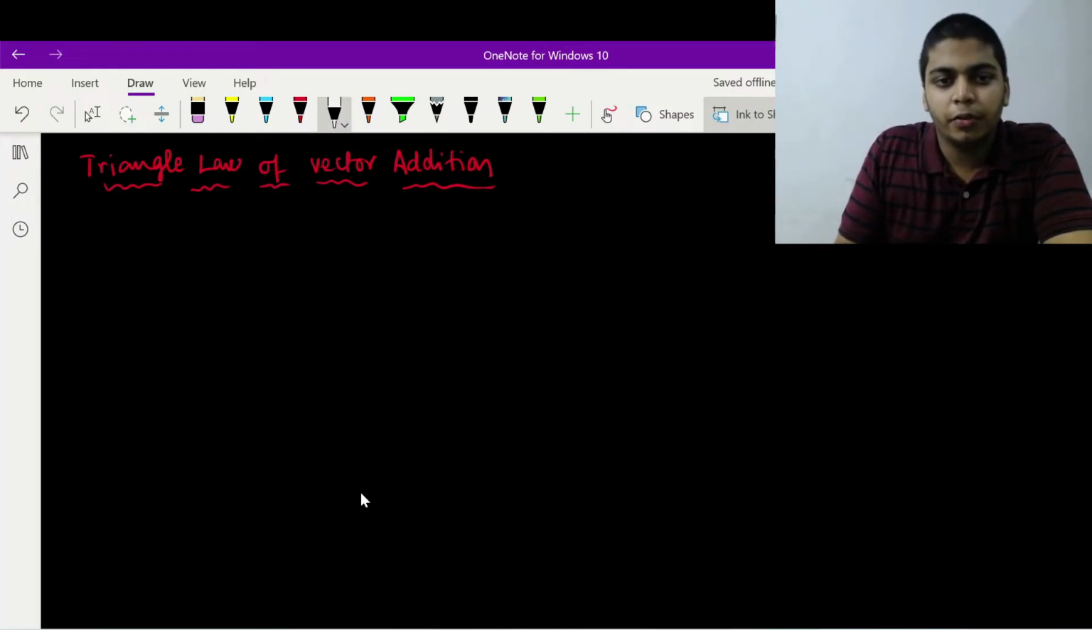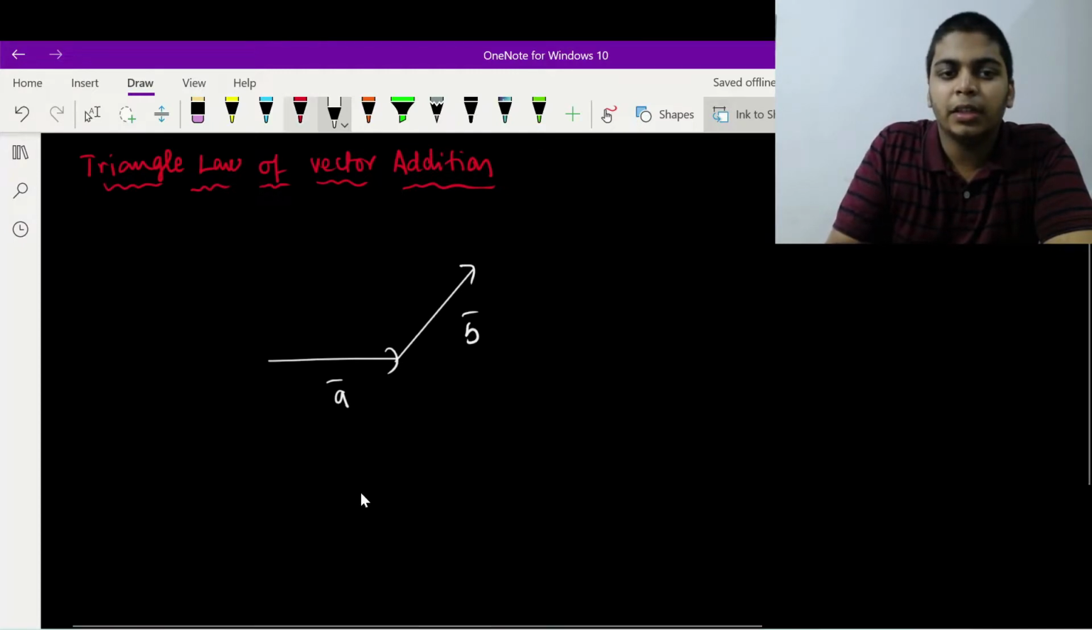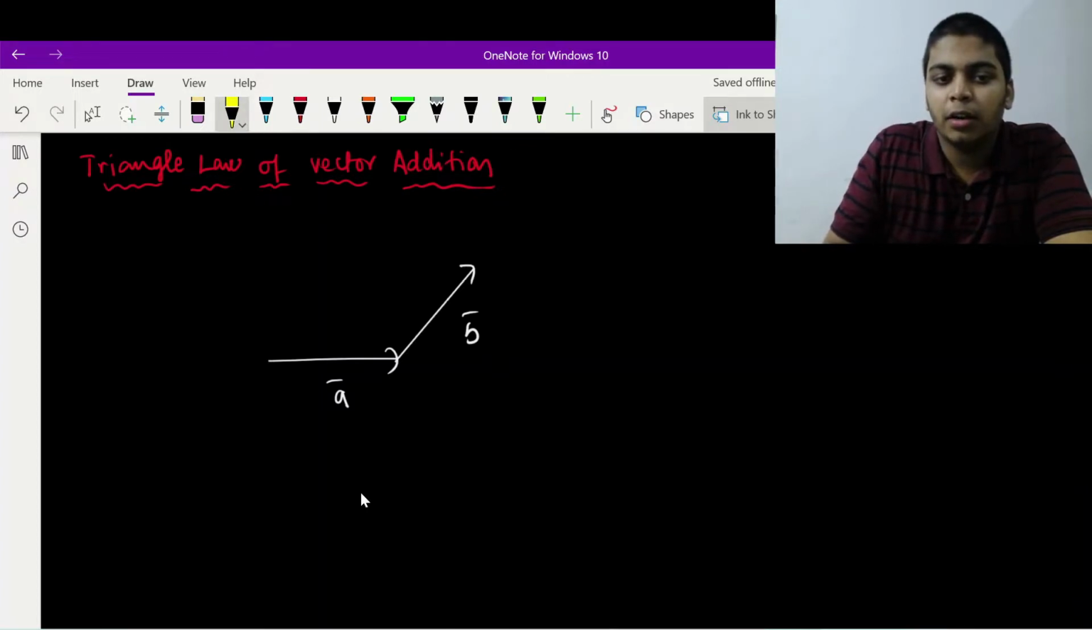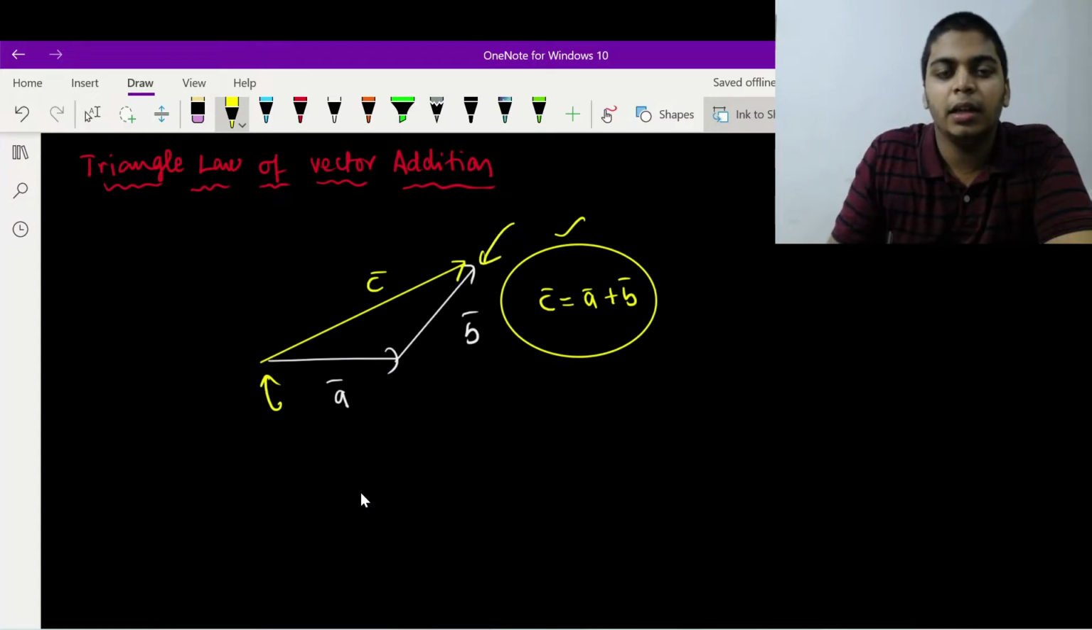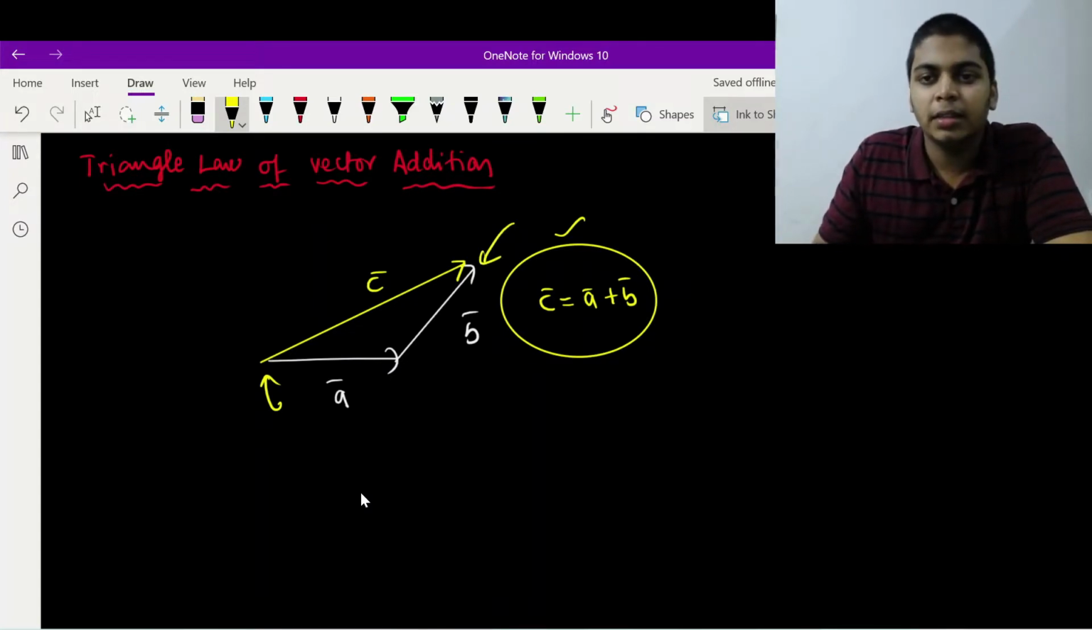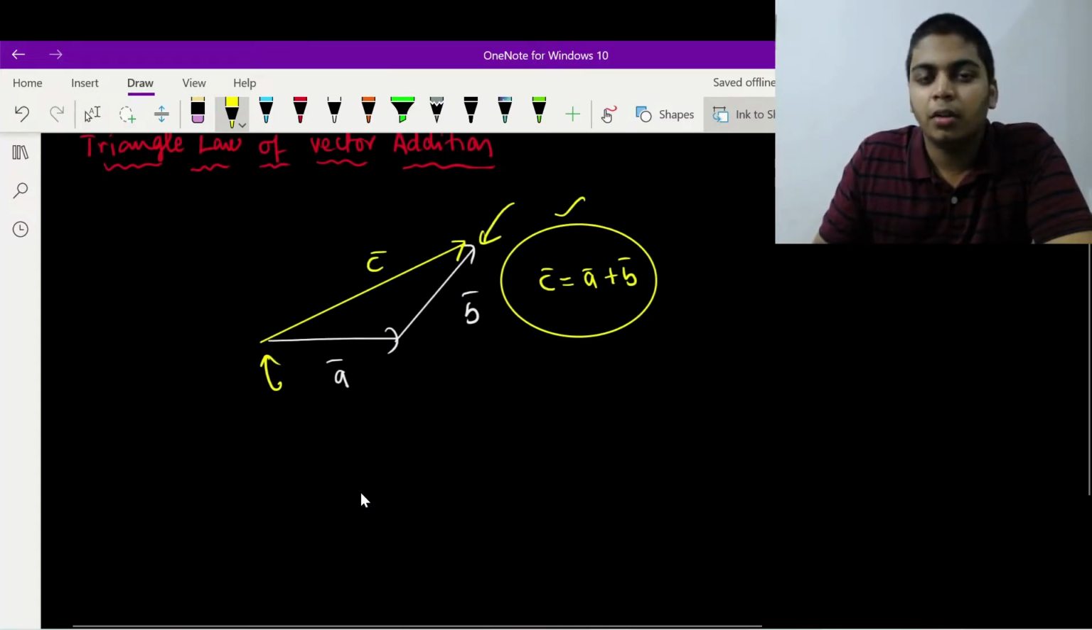Okay. So if you have a vector A bar like this, and if you have vector B bar like this, the resultant vector or the closing vector starts from the tail of A and ends at the head of B, and this C bar is nothing but the addition of the two vectors A bar and B bar. Okay, see how the C bar is starting. It is starting from the tail of A and ending at the head of B. Okay, and this is also similar to the polygon law of vector addition.